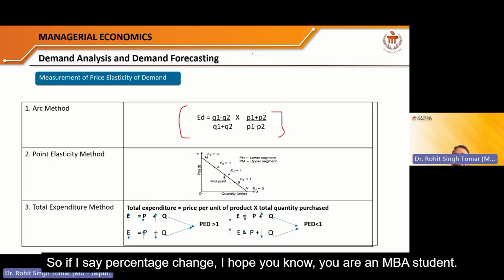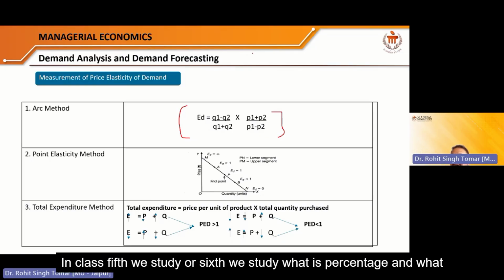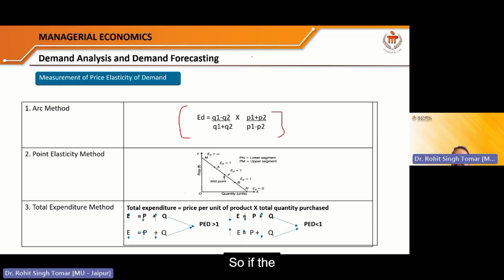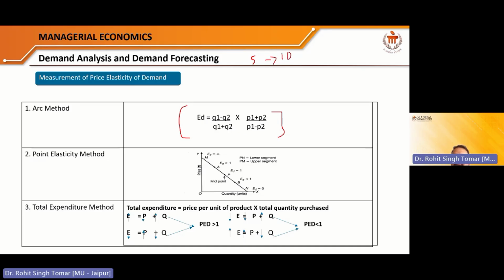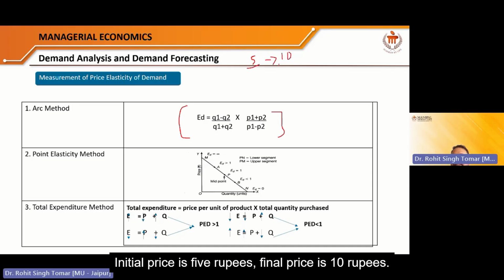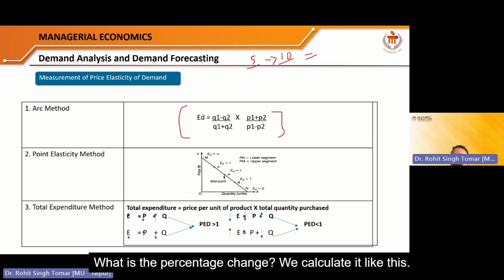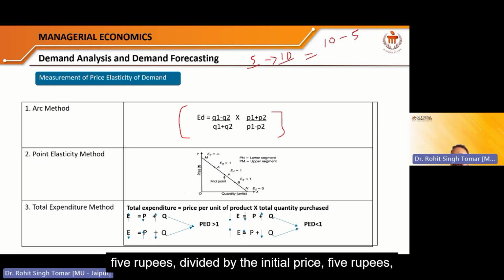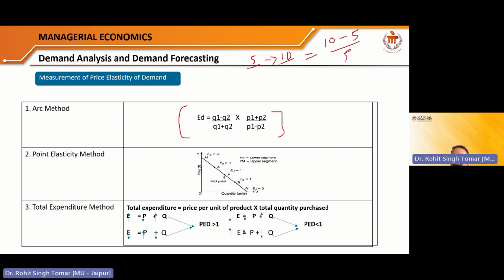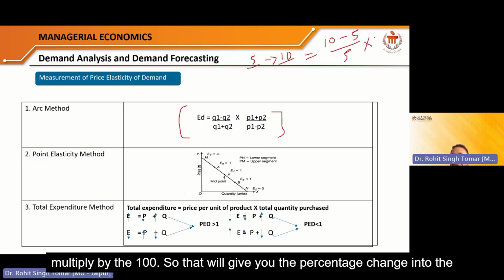So if I say percentage change, I hope you know, you are an MBA student. In class 5th or 6th we study what is percentage and what is the percentage change. So if the price of the ice cream is 5 rupees, and the price increases from 5 to 10, what is the percentage change in the price? Initial price is 5 rupees, final price is 10 rupees. We calculate it like this: final price 10 minus initial price 5 rupees, divided by the initial price 5 rupees, multiplied by 100. So that will give you the percentage change in the price.